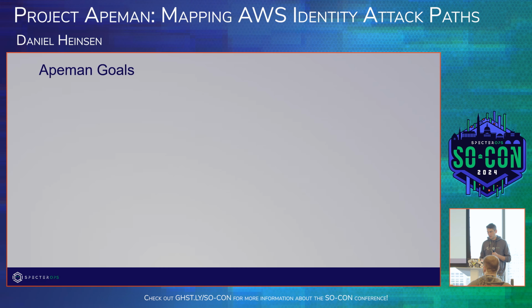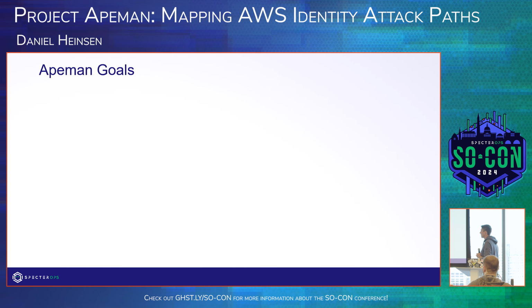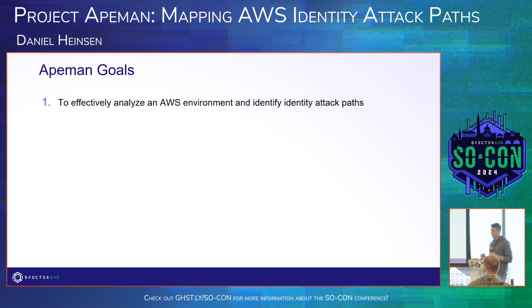And so this is our third iteration of prototypes, where we actually started giving it a name, picked Apeman. But our goals were to be able to effectively analyze an AWS environment and identify attack paths. So the first thing is, we want to be able to not have to grep anymore for these things. I want quick information at my fingertips so that when we get this data, we can say, oh, what policies are attached to this role, or which roles use this policy, very quickly, so that we can assess properly and use our time efficiently.